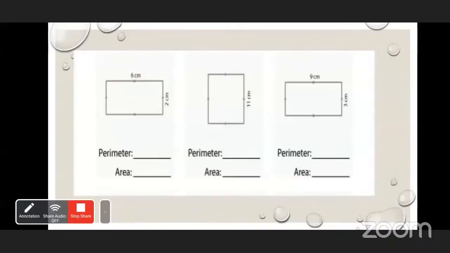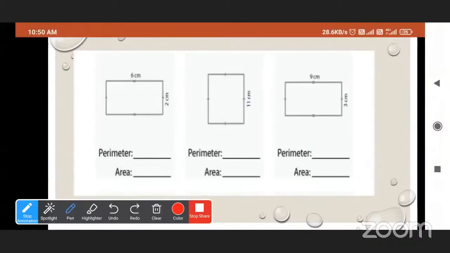Here we have to also find out area. One side is given, 6 centimeter, that is the length of the rectangle, and the second one is 2 centimeters. So perimeter of rectangle is 2L plus 2B. So 12 plus 4 is 16 centimeter, and the formula for area of rectangle is L into B. So 6 into 2 is 12 square centimeter.